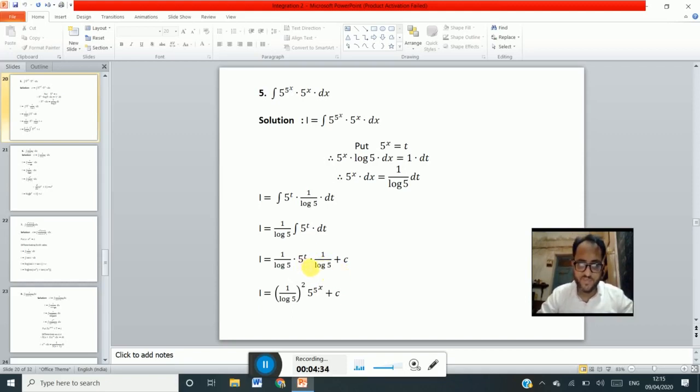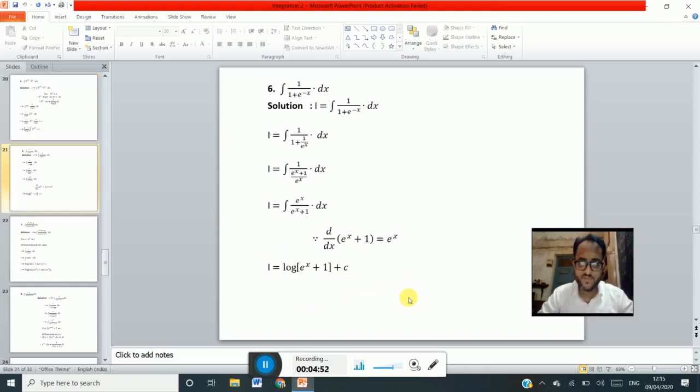Now put the value of t, that is 5 to the power x, so 5 to the power 5 to the power x plus c, and here 1 upon log 5 into 1 upon log 5 is 1 upon log 5 whole square, right? So this should be the final answer, right?